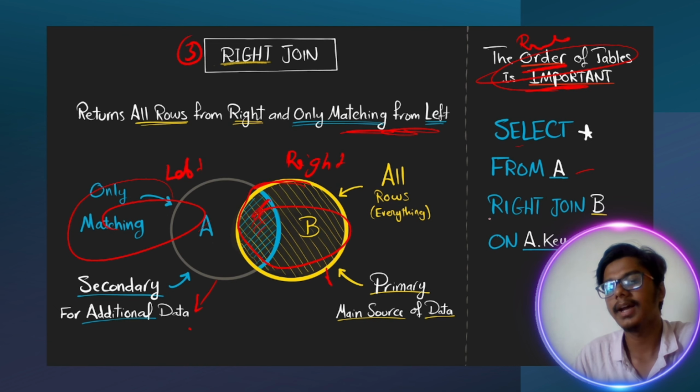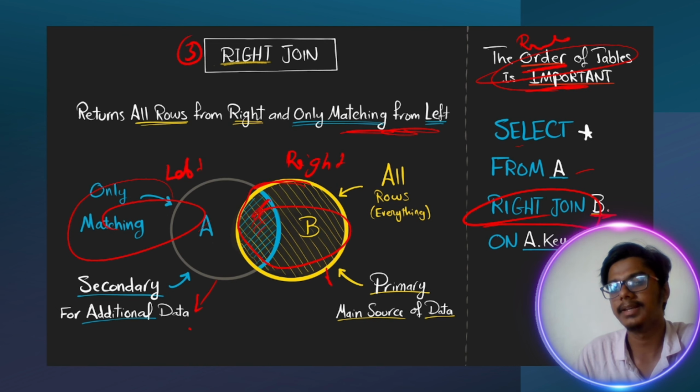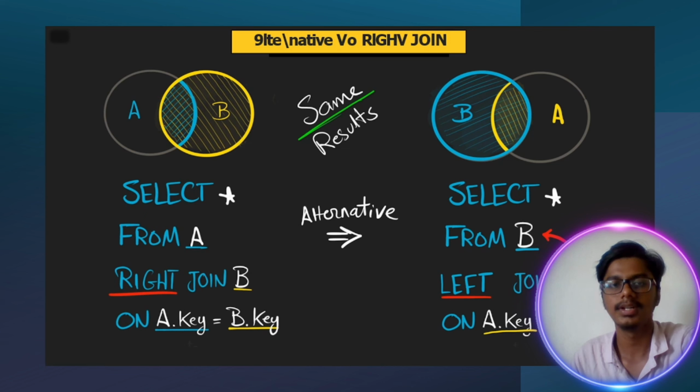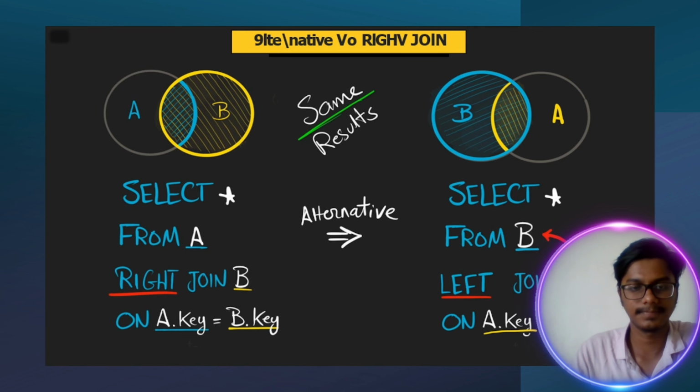Select star from A. We are going to use the right join keyword, and B. This is the main table, the primary source of the table. This is the secondary source of the table, and the matching columns: A dot key is equal to B dot key. That's what I'm going to teach. Later we will discuss something exciting in the next session.